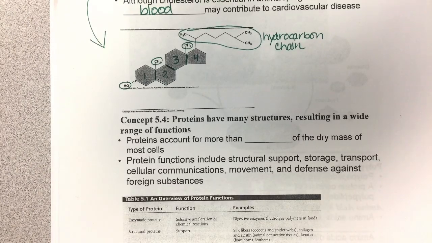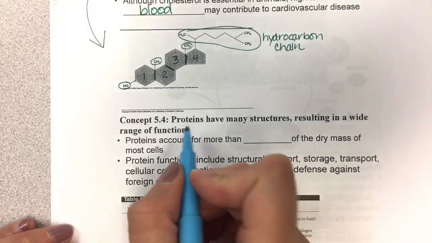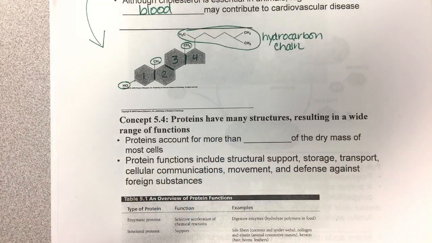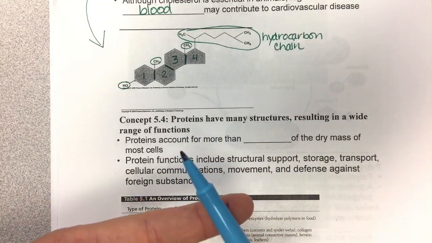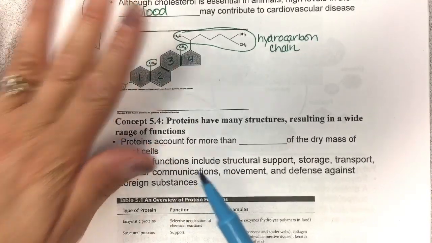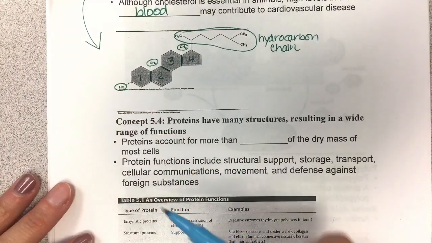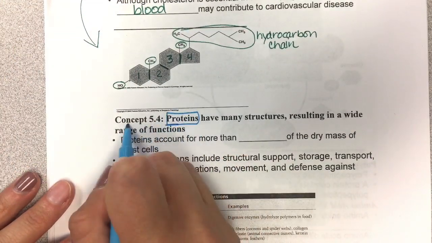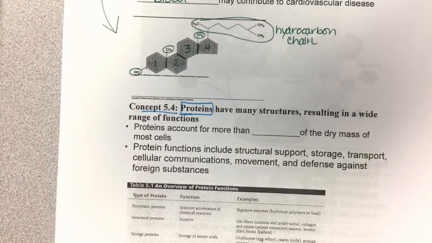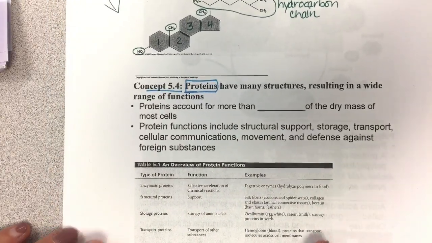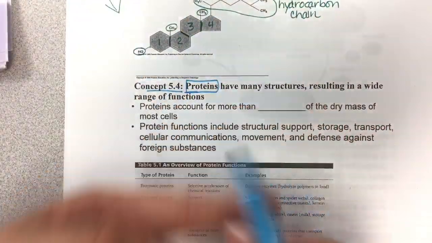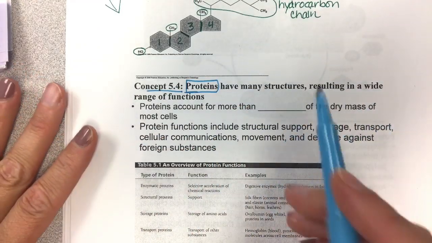Okay, so this next video is about proteins. So we're on our third class of macromolecules. We did carbohydrates, we did lipids, and now we're doing proteins. I'm going to do a different color here for your proteins, concept 5.4. And so proteins are also polymers. They are chains of smaller molecules called amino acids.